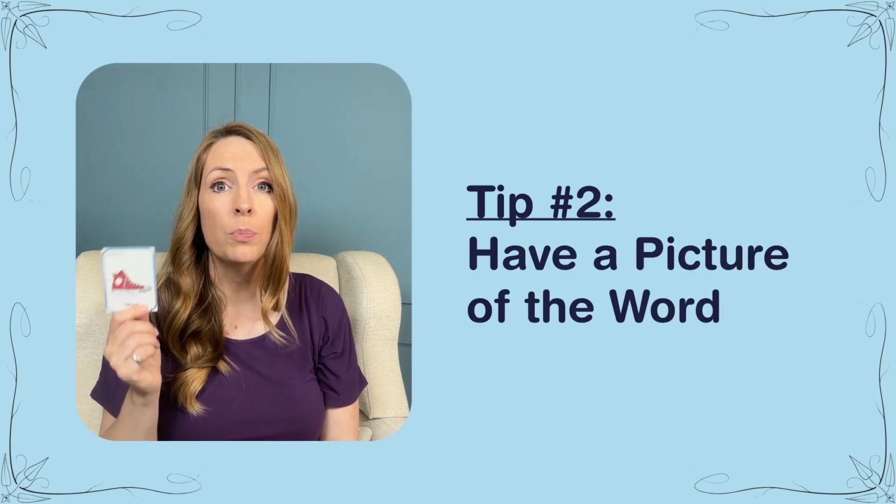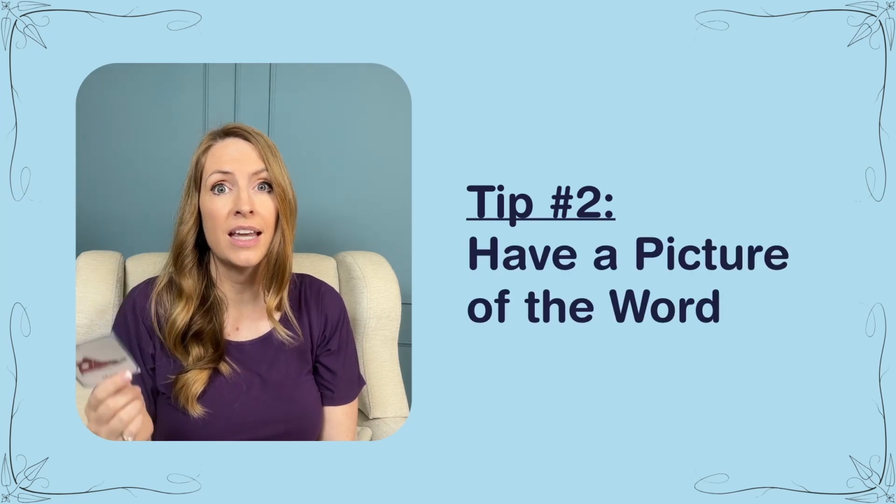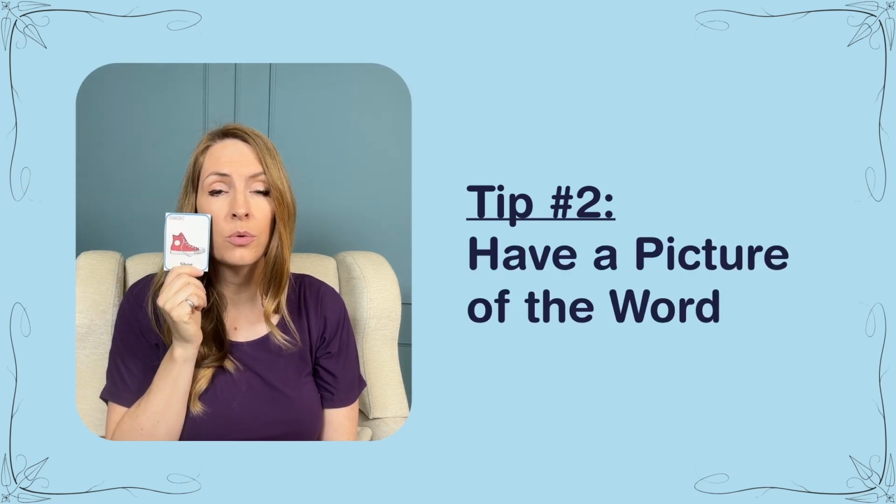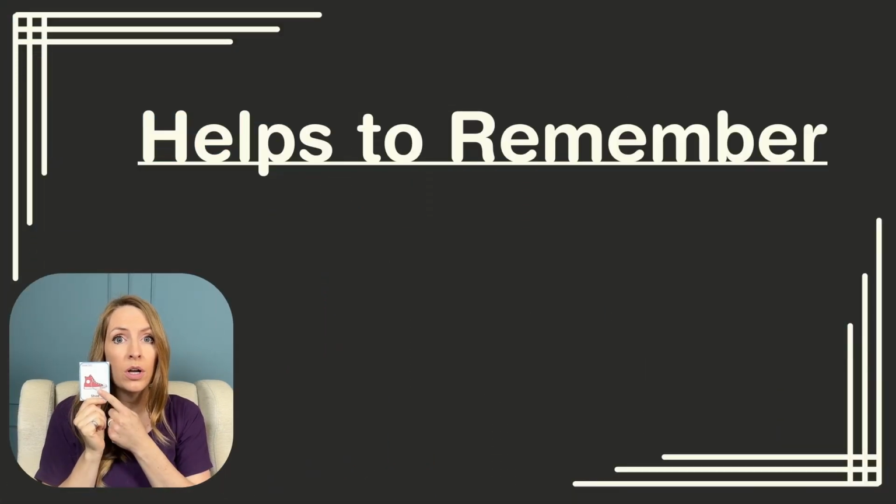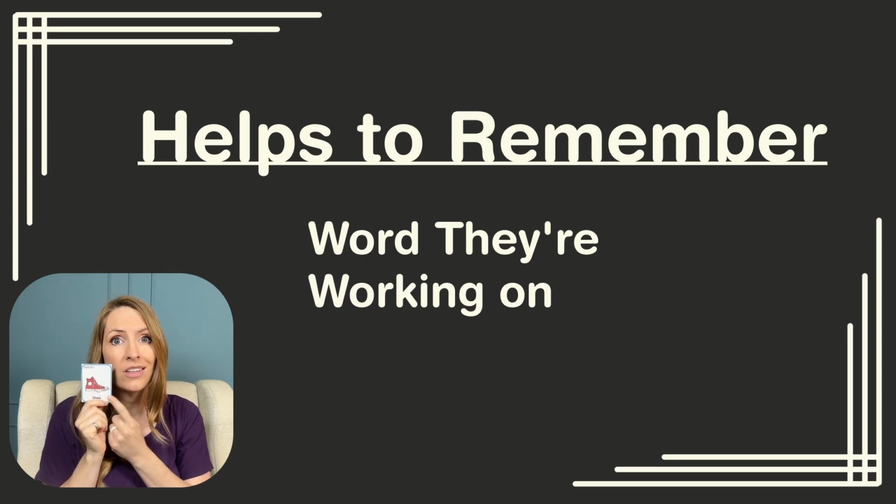Tip number 2, you want to have a picture of the word that you're practicing, and it's helpful to hold that picture right up next to your mouth. And the reason that this is helpful is, again, it helps your child remember exactly what word they're working on so that they can frequently look and remember, oh, that's right, we're working on the word shoe.